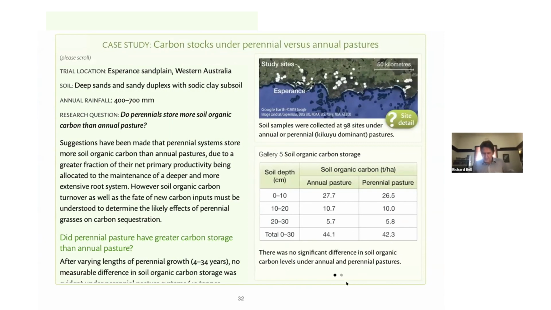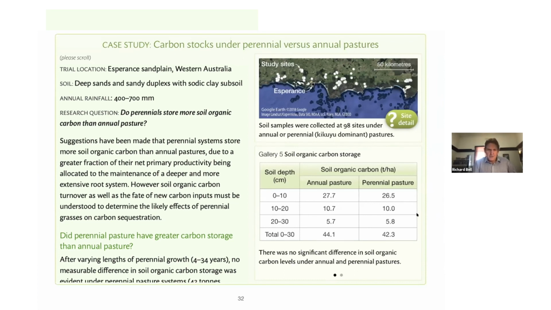The final thing I'd like to leave you with is carbon stocks can take a long time to build up. And this is an example here from a case study on the Esperance Sand Plain. It was a study done by UWA comparing annual pastures with perennial pastures in a reasonably high rainfall zone. And so the hypothesis was that the perennials, because you've got deep-rooted plants that are there all year round, would, over a number of years, build up the soil organic stock to a greater level than in the annual pasture.